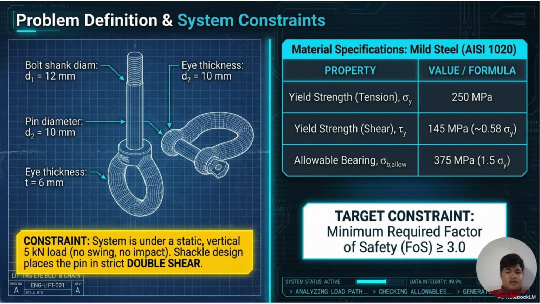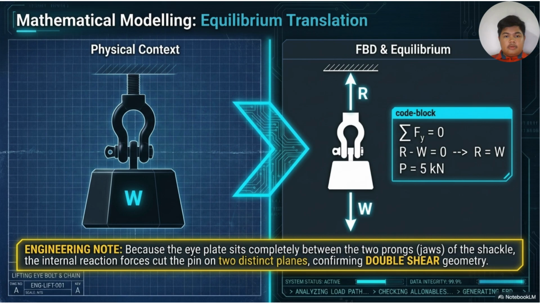Material specification: mild steel AISI 1020. For the tension, the value is 250 megapascal, the shear 145 megapascal, and allowable bearing 375 megapascal. Our target constraint is minimum required factor of safety is more than 3.0.